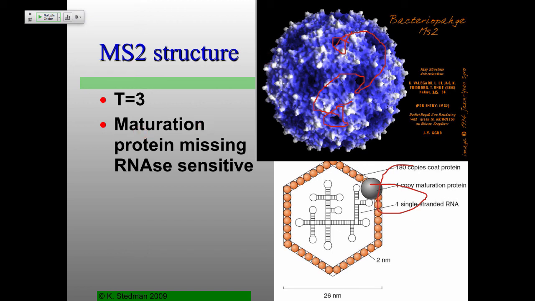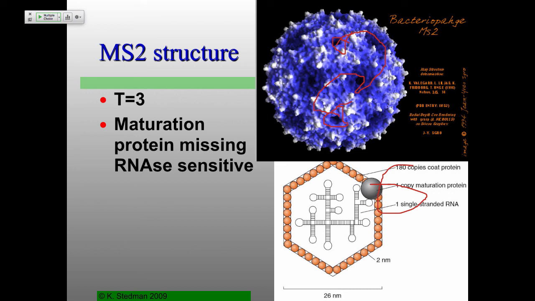It was just the coat protein, putting all the coat protein together. Everybody remember how many coat proteins you would have in this particular case? T equals 3, assuming that you're missing your maturation protein? 180, exactly. So T number times 60 will give you the number of coat proteins.